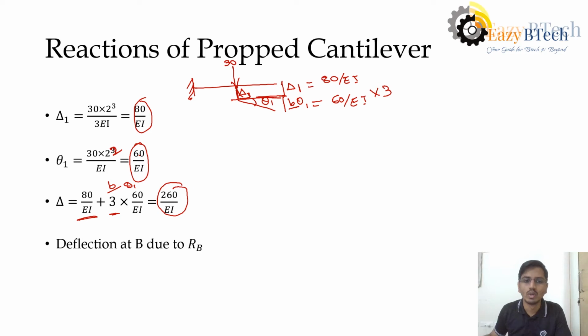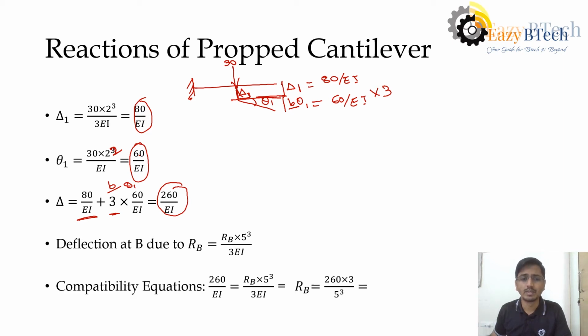Now we all know that we got the deflection due to the RB. It is RB into the overall distance, that is 5 meters, 2 plus 3 is 5 meters, 5 cubed by 3EI. So the compatibility equation, we are equating these two. That's what we learned, the concept, right? This deflection will be equated with the RB deflection. So when we equate it, summarizing it, we are getting 6 kilonewton.